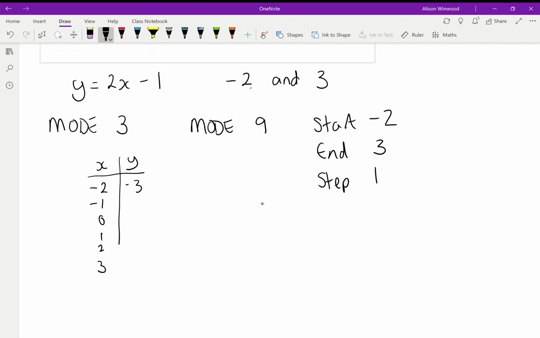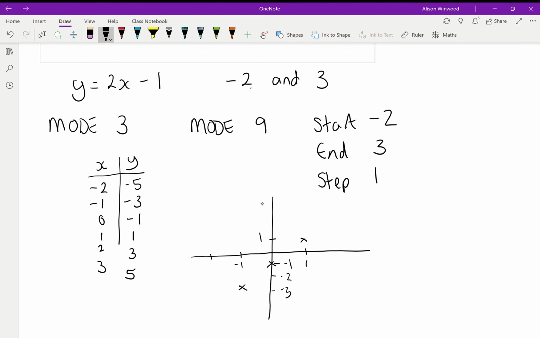of -5, -3, -1, 1, 3, 5, and then you had to plot that on the graph, being careful to read the scales. So -2 didn't actually go down to -5, -1 down to -3, 0 to -1, 1 to +1, and then join up your straight line.